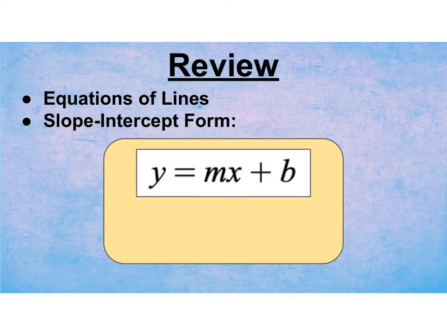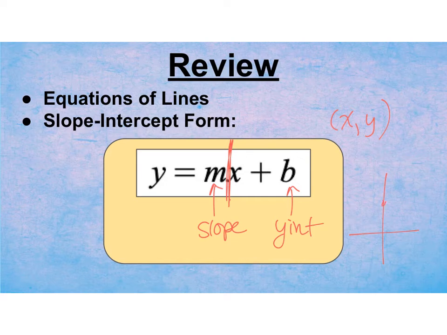And just for a review, here we have slope-intercept form. It's exactly what the title says. So remember, our m is our slope. It's not attached to the x. That just means multiplication. X is just x of our point. And then b is our y-intercept, where it crosses the y-axis.